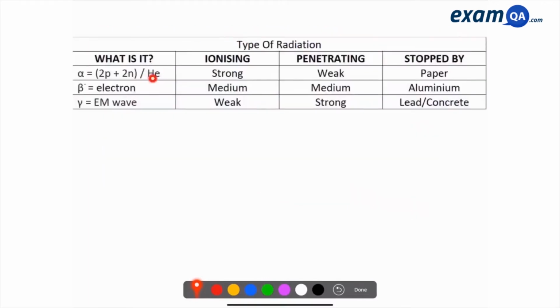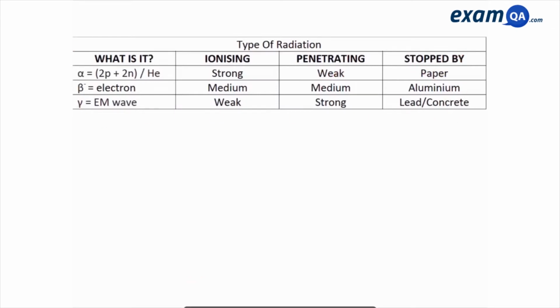Okay, the reason I wrote helium here is because if you look at a helium nucleus, it has the same number of subatomic particles. So a helium nucleus also has 2 protons and 2 neutrons. So you could say a helium nucleus and alpha particle are the same thing. In terms of ionizing, alpha particle is the strongest. In terms of penetration, alpha particle is the weakest, and it can be stopped by a piece of paper. Okay, so make sure you memorize this table for all 3 of them.